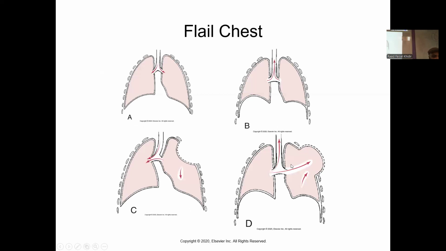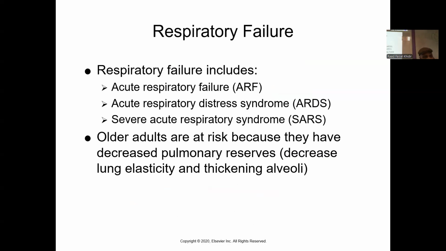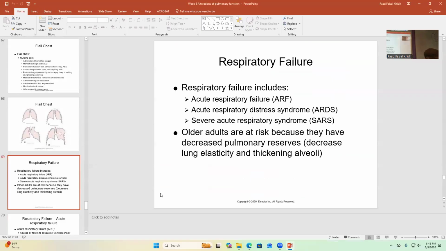And here you see that's the flail chest, and you see that there's failure in maintaining the proper structural integrity of the lung, and that interferes with the gradient of the oxygen, and air is not moving correctly in the direction from the lung into the blood. There is a disturbance due to the disturbance in the structural integrity of the chest. Okay.